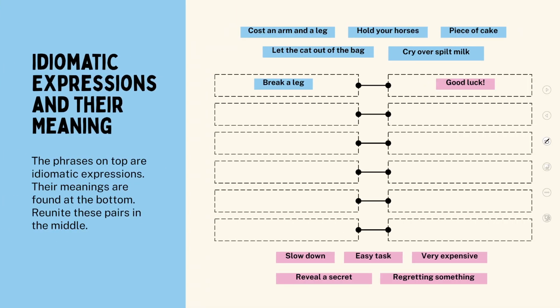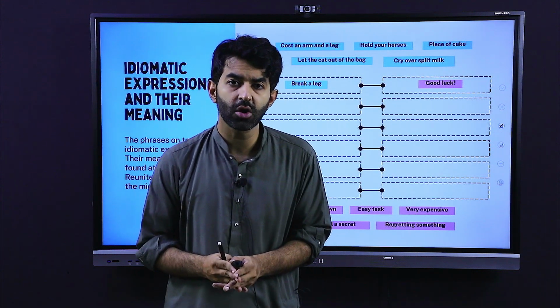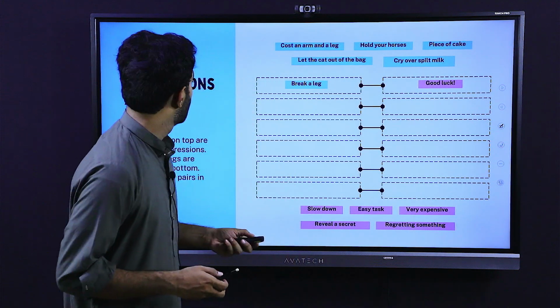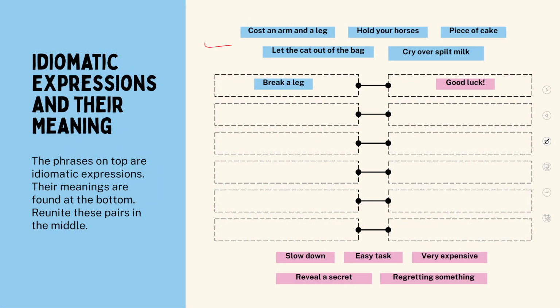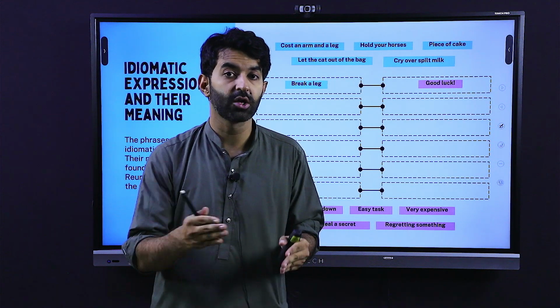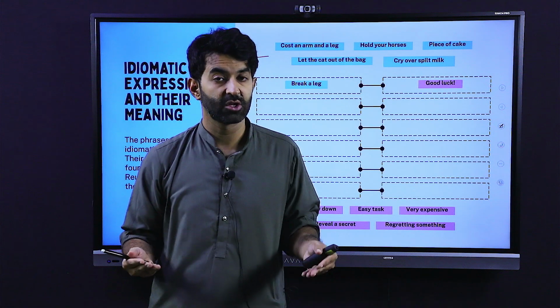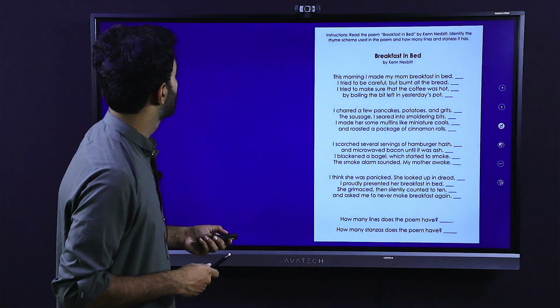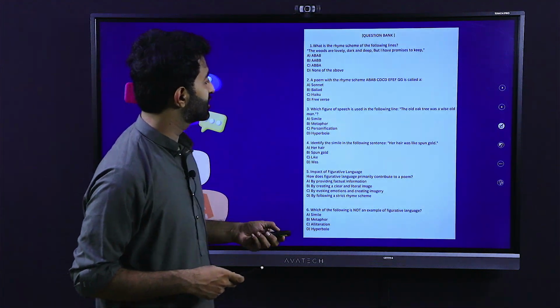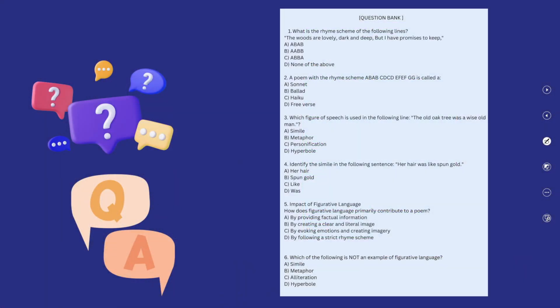Now, here you can take a screenshot. You can take a screenshot of this one and solve it. These are your idioms and idiomatic expressions, students. You have to understand that idioms are part of figurative language. It has a different kind of meaning other than the literal meaning, which is the definition of a figurative language. Now, students, here you can get this question bank. You can solve it. It has 10 different MCQs on rhyme scheme. It will test your understanding of the rhyme scheme and figurative language.